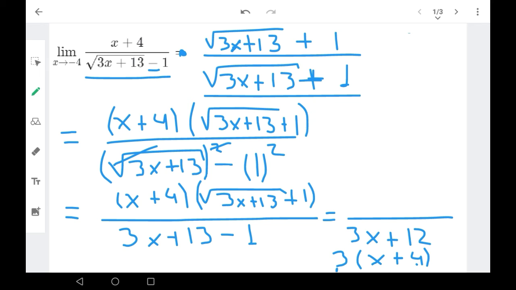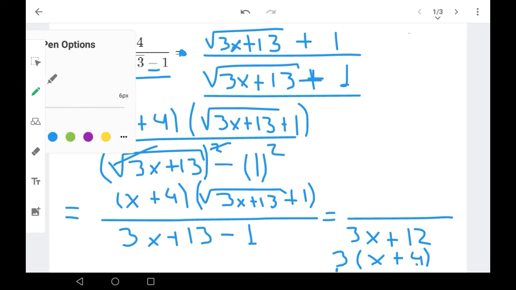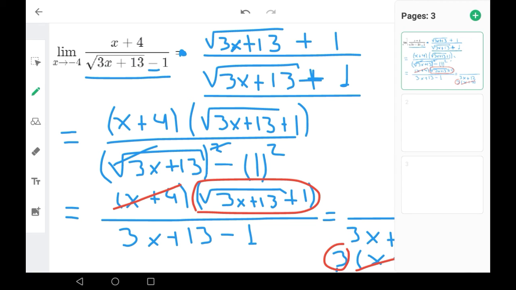But why am I doing this? Because I want to cancel something, right? So now I can cancel this x plus 4 with this other x plus 4. So on the denominator, I am left with only the 3. And on the numerator, I have this expression only, right? So let's move on to the next slide.